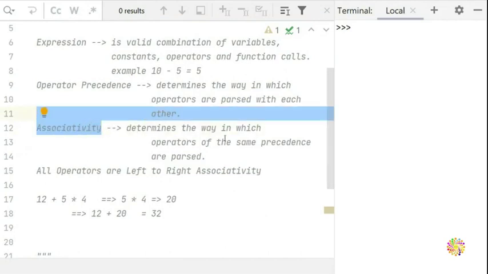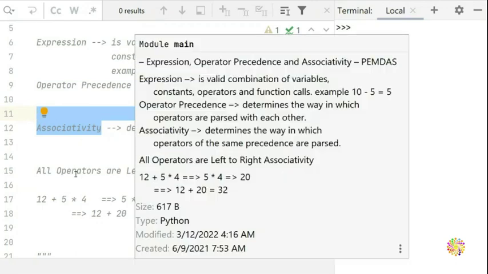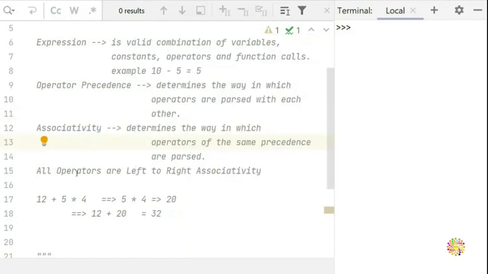Now we're going to look at associativity. It determines the way in which operators of the same precedence are parsed. Here we have all operators. Sorry for the typo, it should say have. So almost all operators have left to right associativity. Just keep in mind we're going from left to right.